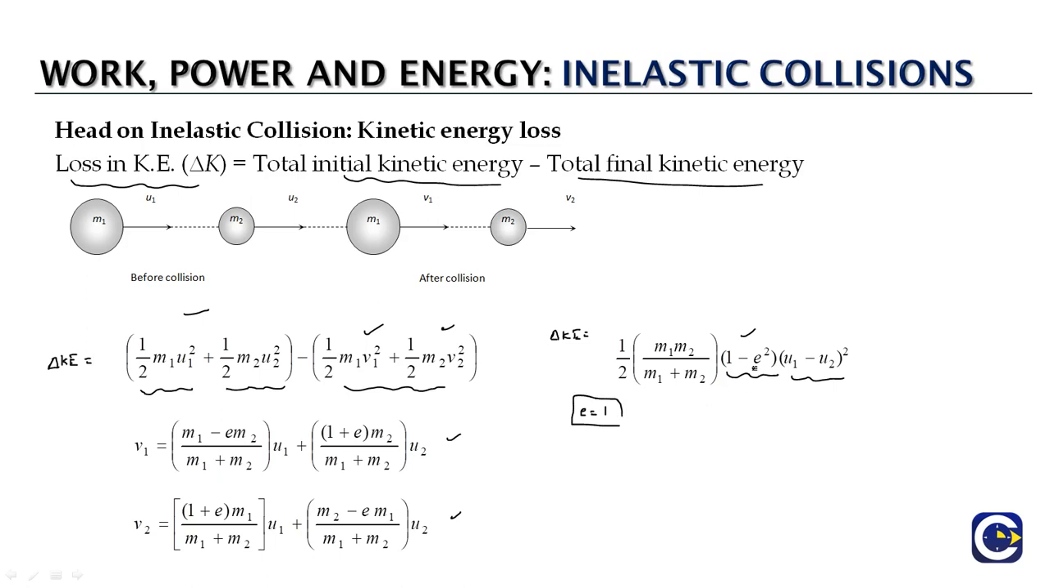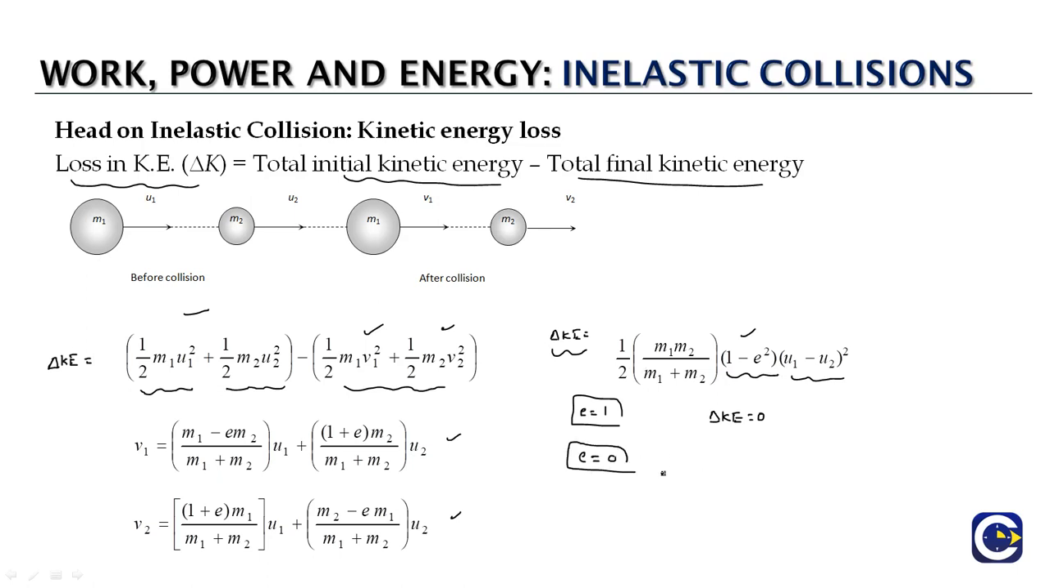If e is equal to 1, then we'll see that the kinetic energy loss, which is the delta KE, in this case is going to be 0, because if you substitute the value of e to be 1, we'll get the delta KE to be equal to 0. Now, in which case is the kinetic energy loss going to be maximum? So here, if we want to look at a value of e where the loss in kinetic energy is maximum, then the value of e must be equal to 0.